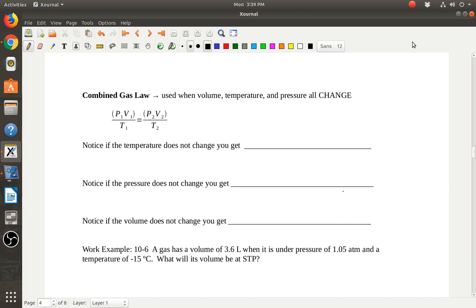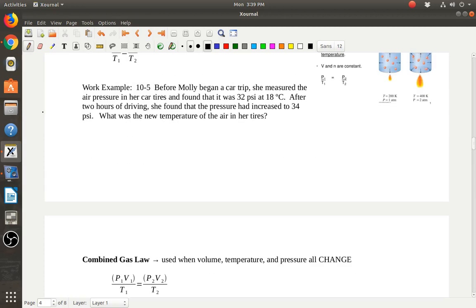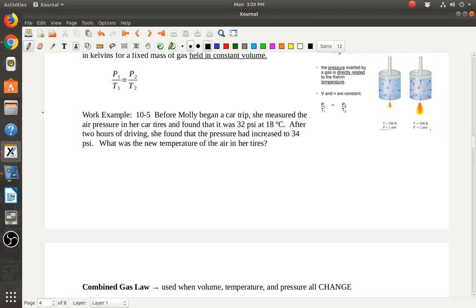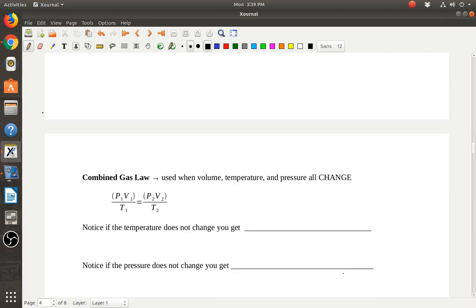Mrs. Cribb, and this is going to be notes about the combined gas law and Dalton's law of partial pressures. So pull out your chapter 10 notes, and you're going to need to go to this section. We should have already finished this question here on the last video.